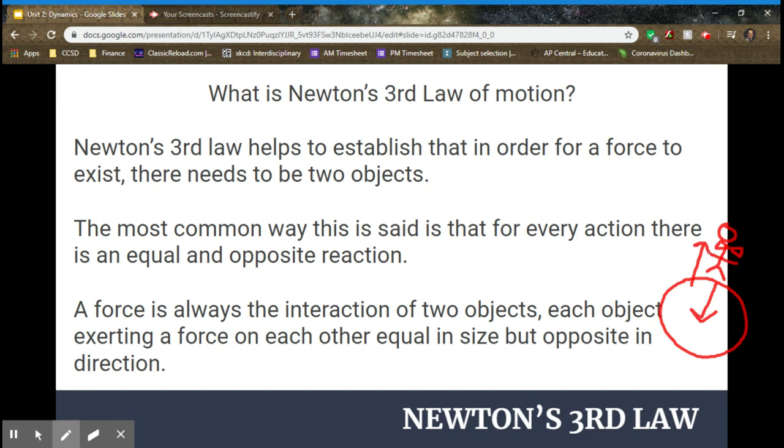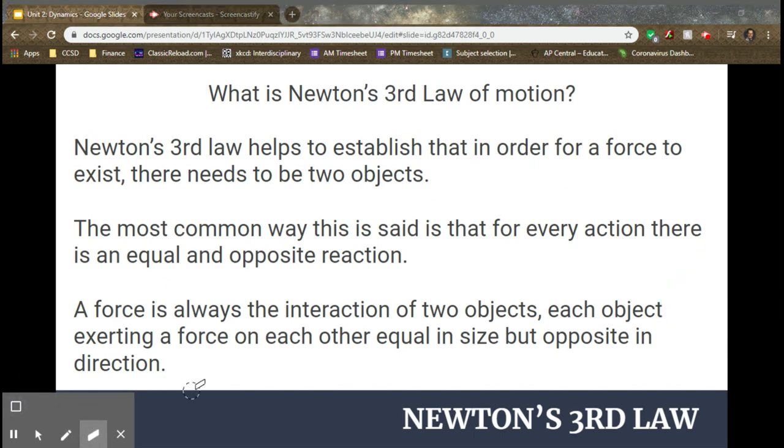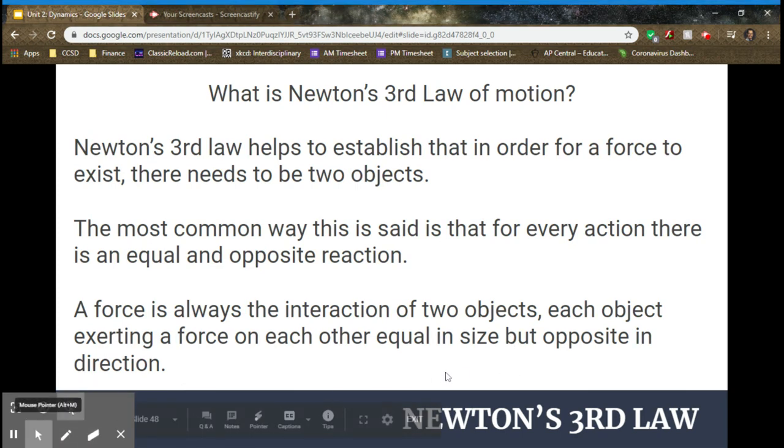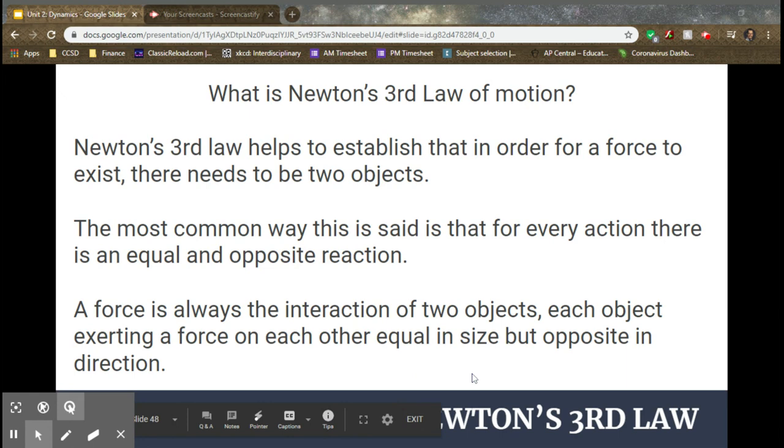True, the mass of the Earth means that it doesn't really accelerate up towards me. I'm the one that accelerates down. But the force is the same size. You've got to make sure you remember the difference between force, mass, and acceleration. Let's look at the next thing. So that's Newton's three laws.